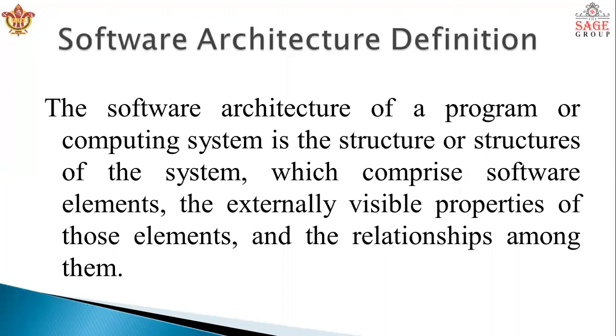Before we study the architecture business cycle, first we discuss what is software architecture. The software architecture of a program or computing system is the structure of the system, which comprises software elements, the externally visible properties of those elements, and the relationships among them. So this is a brief description of software architecture.